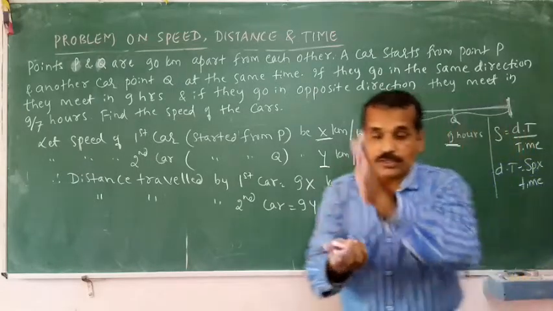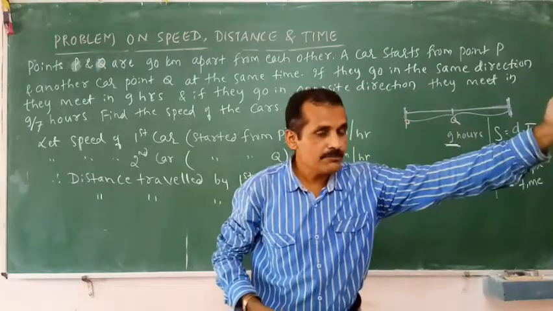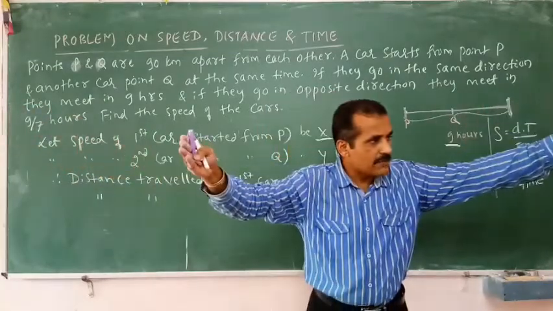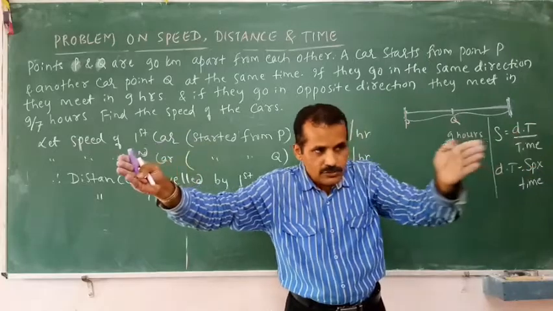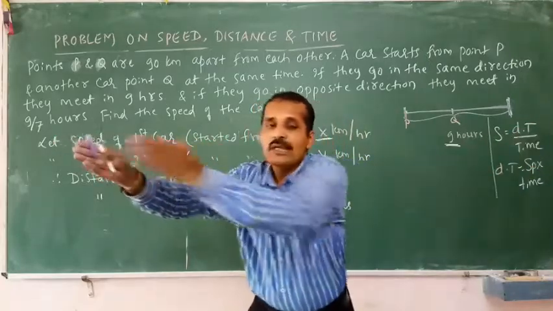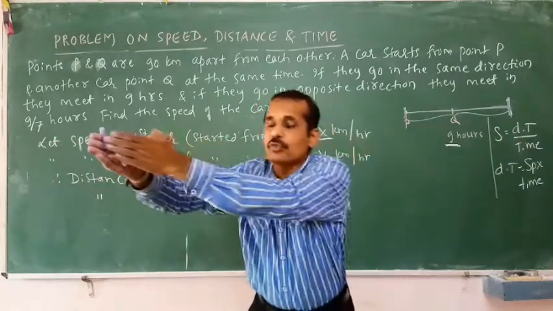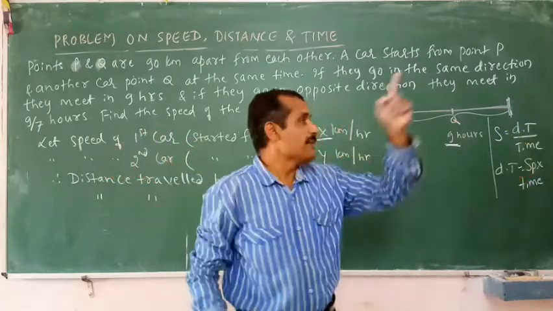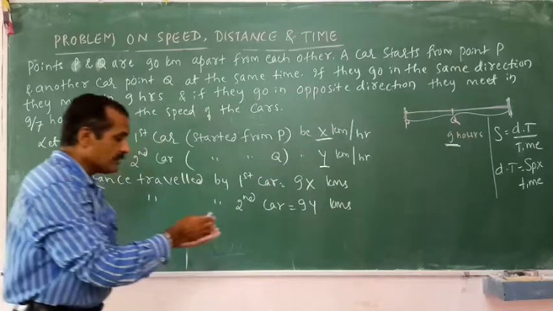See, those who have not understood: Belgaum, Dharwad, Tumkur. The car which started from Belgaum is coming to Dharwad, going to Tumkur. The second car is going from Dharwad to Tumkur. Naturally, the first car travelled this much distance more. So 9x minus 9y is equal to 90.